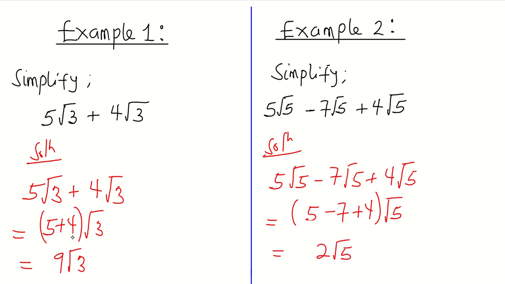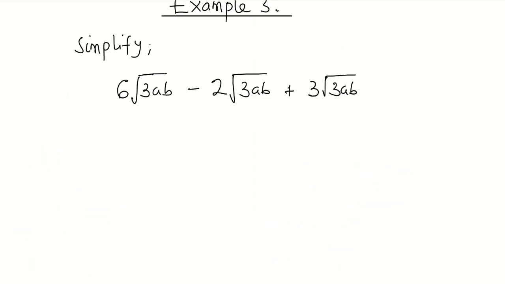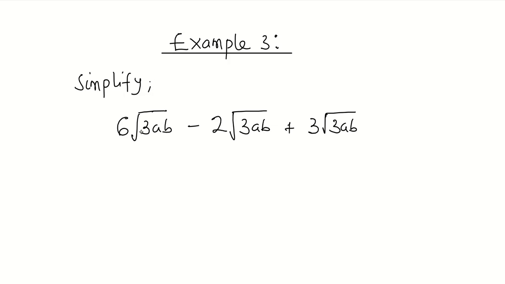Now having known this, let's continue with the next set of examples. In example 3, we have: simplify 6 square root of 3ab minus 2 square root of 3ab plus 3 square root of 3ab. I think we shouldn't shiver, because at this point we can see a common root component, square root of 3ab, square root of 3ab, square root of 3ab. So it means we're going to add the coefficients, that is 6 minus 2 plus 3. And we bring our common square root component, that is the square root of 3ab.